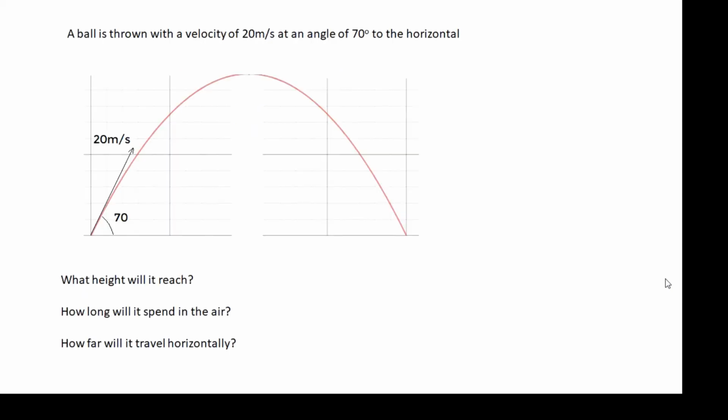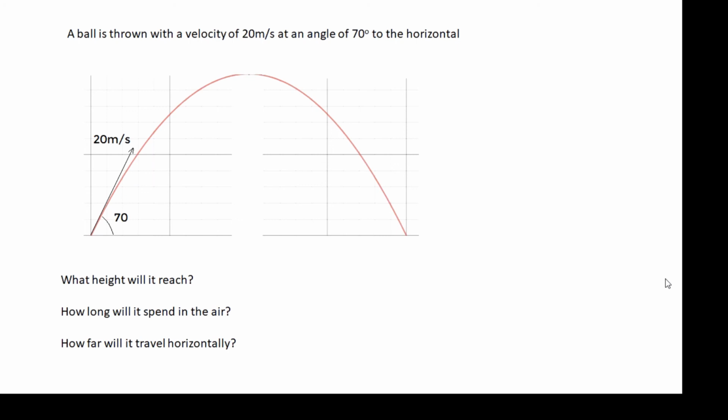Here's another one. Usually you'll get a horizontal projection, in other words, something like a car driving off a cliff. Not necessarily though, we'd better have a look at this. A ball is thrown with a velocity of 20 meters per second at an angle of 70 degrees to the horizontal. Here's a diagram of what's going on.